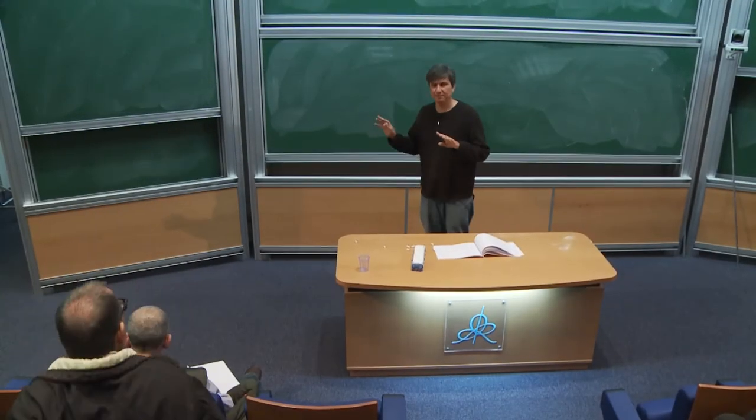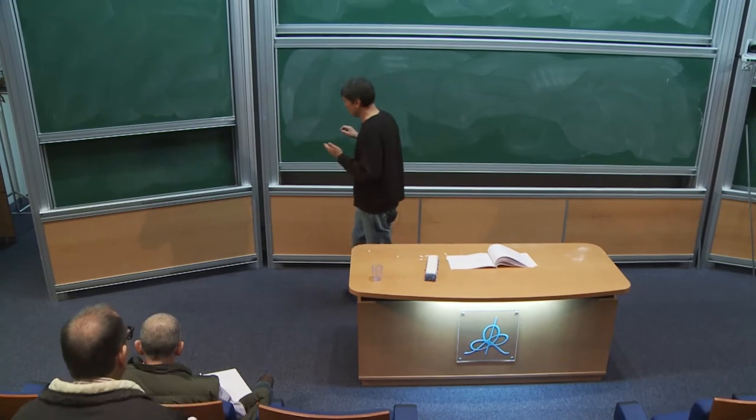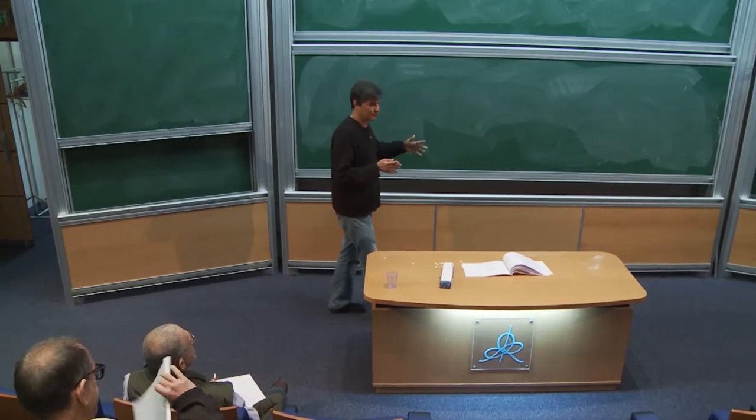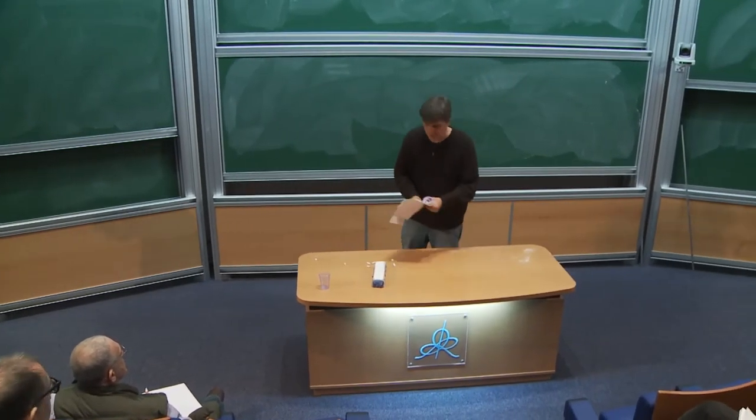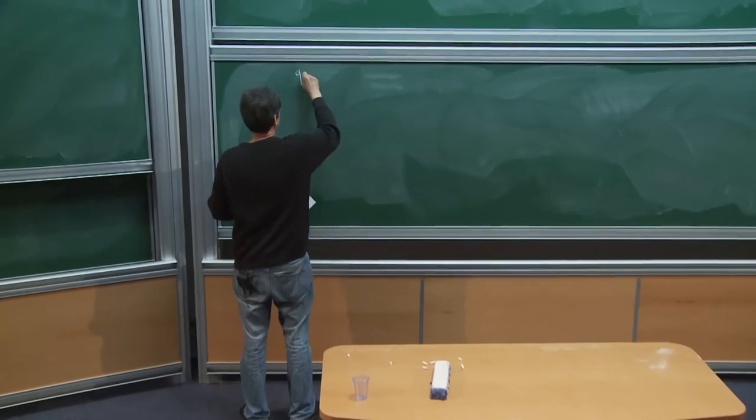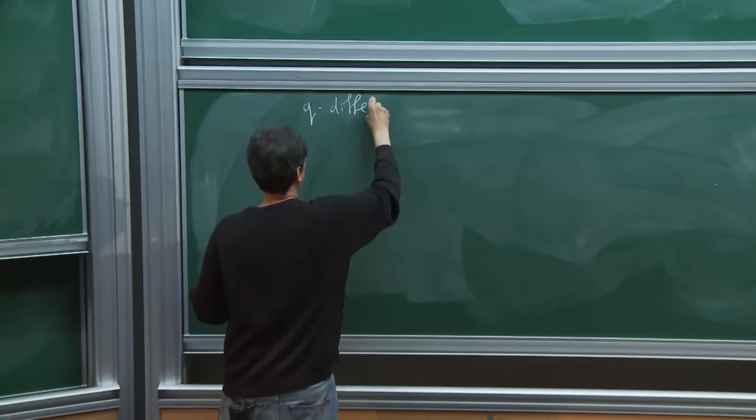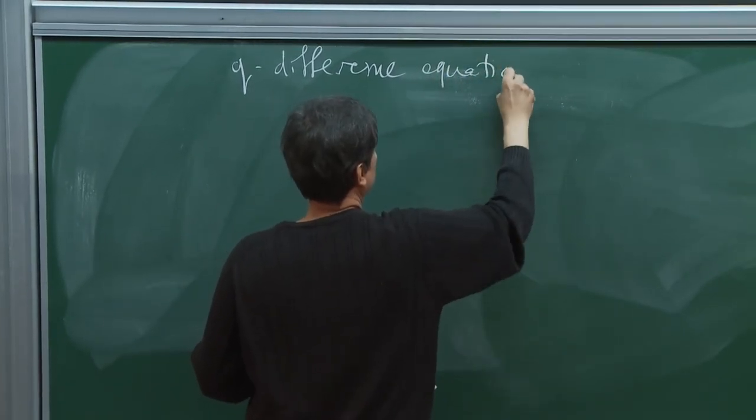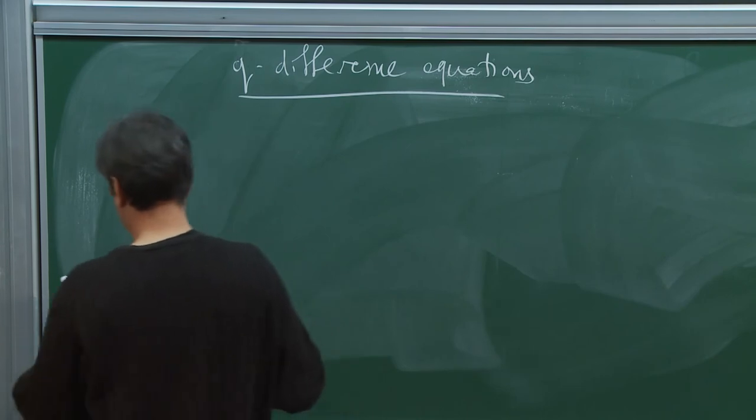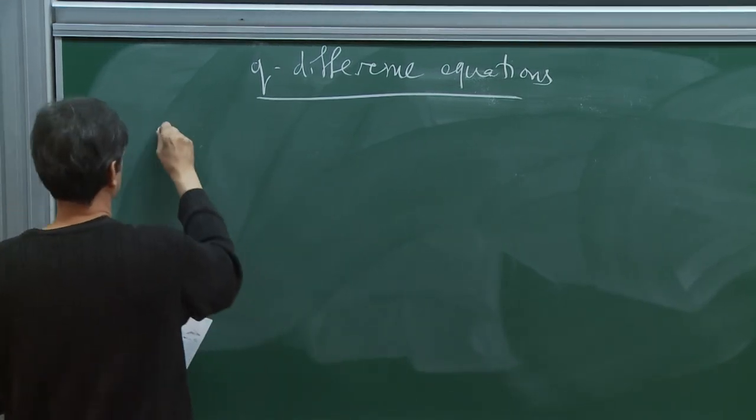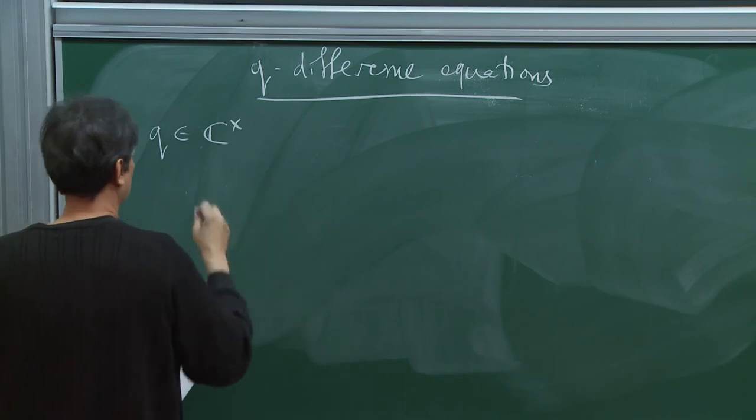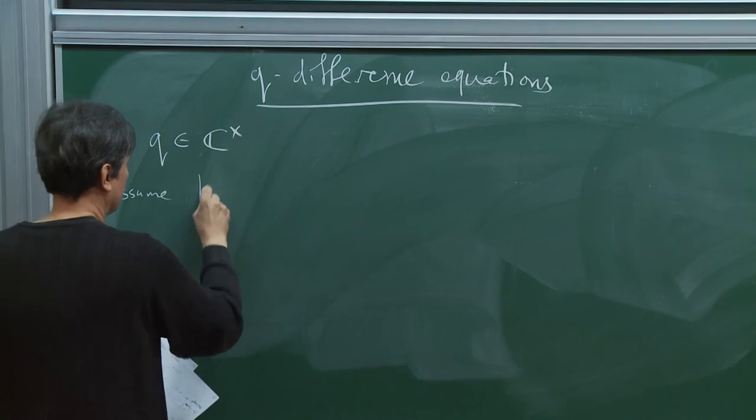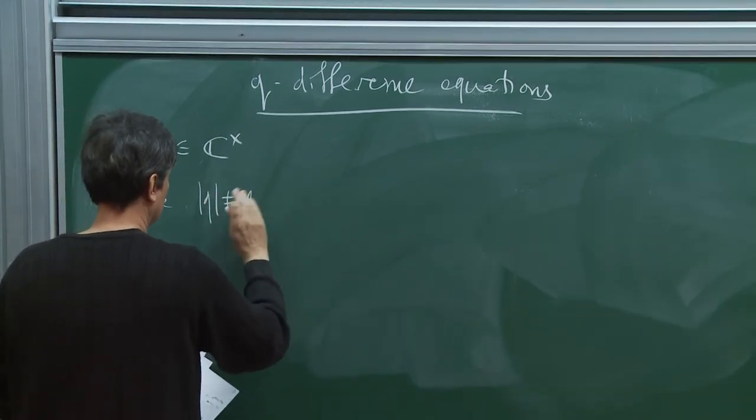So the second part will be something which can also be called the Riemann-Hilbert correspondence. I'll explain next time why it's natural. It's about q-difference equations. So what is this? Suppose q is a complex number, and I assume that it's not on the unit circle, let's say less than one.